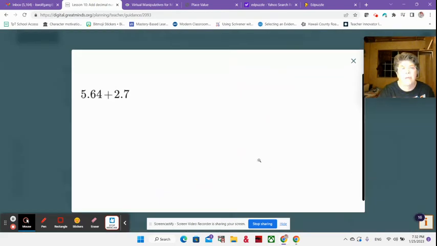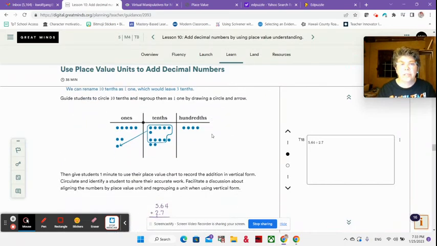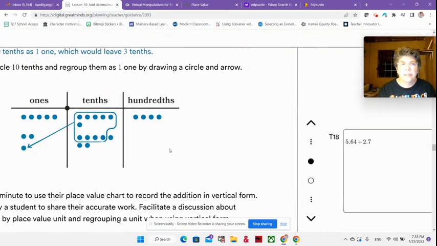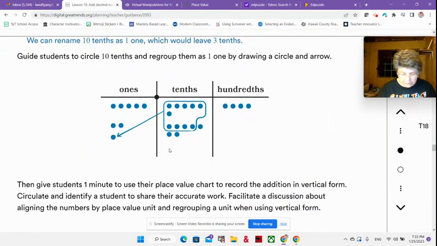Okay. 5 and 6 hundredths plus 2 and 7 tenths. Go ahead and use your place value chart and your decimal discs and do this answer. Okay. And I want you to pause the video and do this with your place value discs. All right. Now that you've done that, check your work. Is this what you're getting on your place value discs?